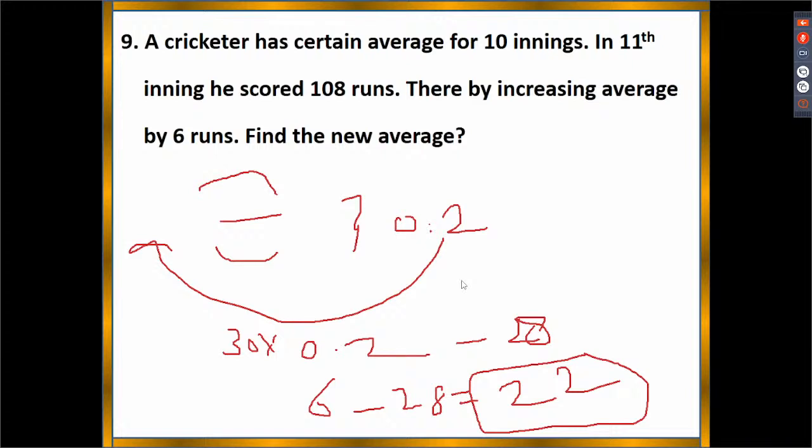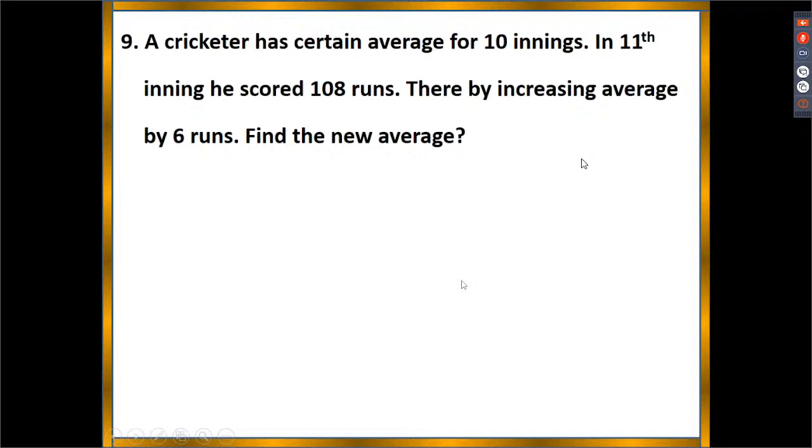A cricketer has a certain average per 10 innings. His 11th inning is scored 108 runs, thereby increasing the average by 6 runs. Find the new average.